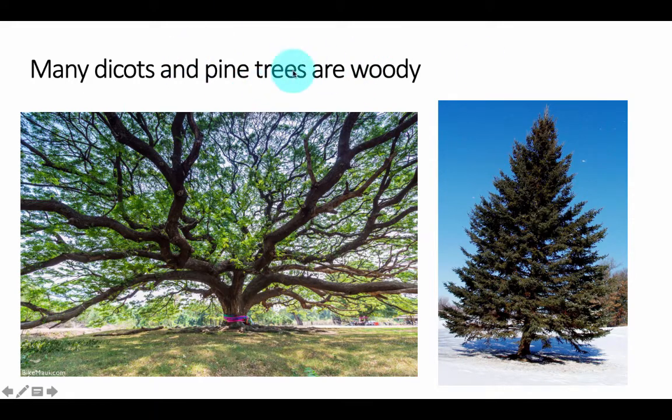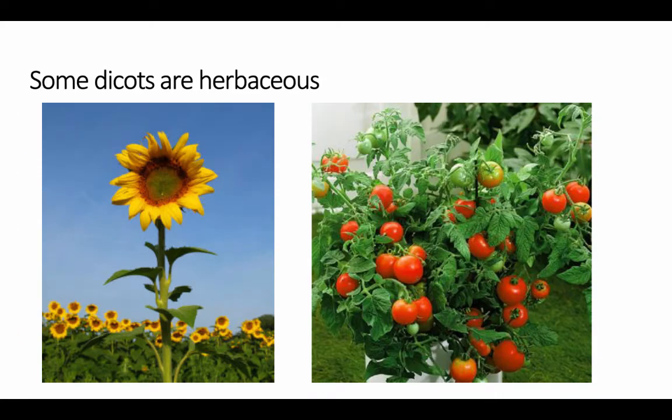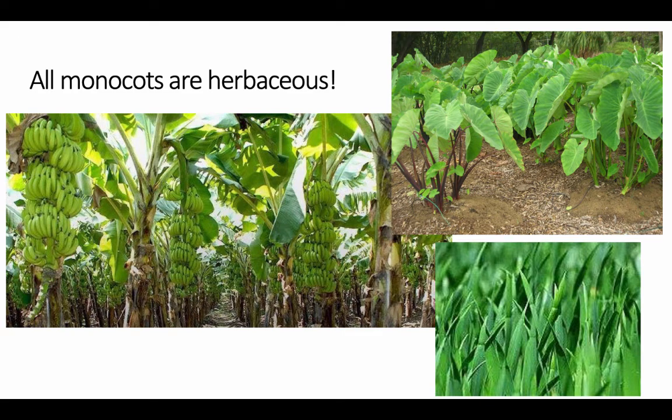Pine trees, though, are not flowering plants. They're gymnosperms, and we cover gymnosperms later on in the semester. But this is why I say many dicots are made up of wood, can make wood, and pine trees, on the other hand, are not dicots, but they're also able to produce wood tissues. Some dicots are herbaceous, like sunflowers and tomatoes. So you will never see a plant like that producing wood.